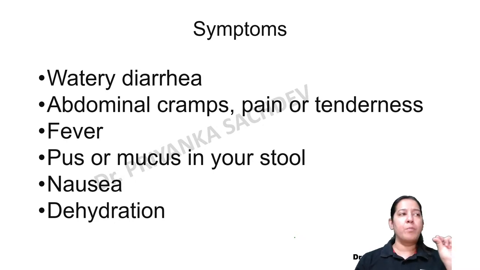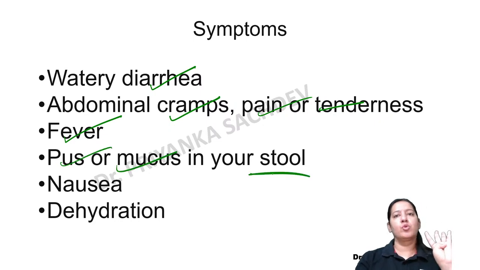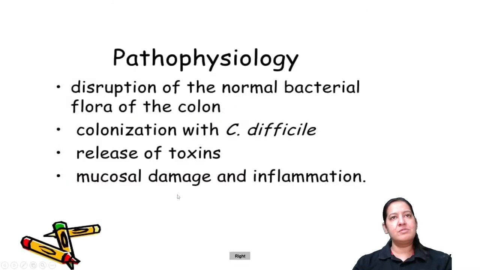So what problems will the patient have? This patient will have diarrhea, abdominal pain, severe abdominal pain, cramps, tenderness. This patient will have fever. This patient will have pus or mucus in the stool. Nausea, dehydration, right? So these are the symptoms that will occur in the patient.